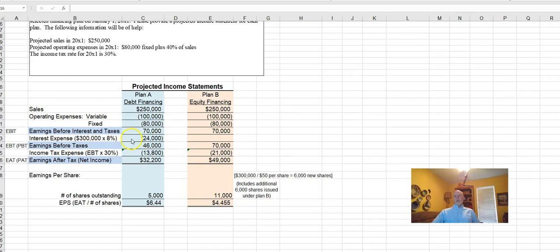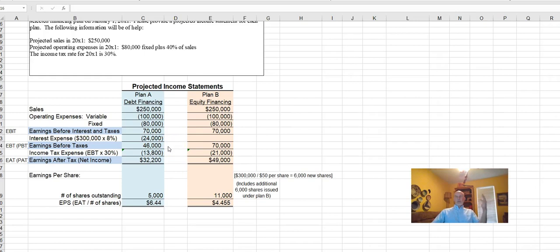If we borrow the money under Plan A, we're going to pay interest of 8% on that $300,000, which is $24,000. If we issue the stock, there is no interest expense. Now we may or may not pay dividends, but even if we did, they are not an expense, and so they never impact us on the income statement. That brings us to another subtotal, which is earnings before taxes, or profit before taxes.